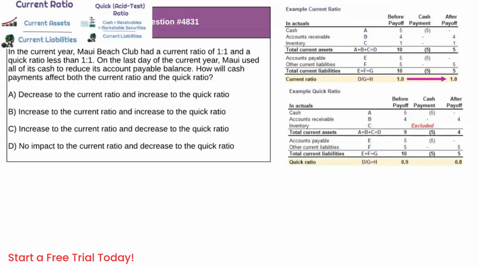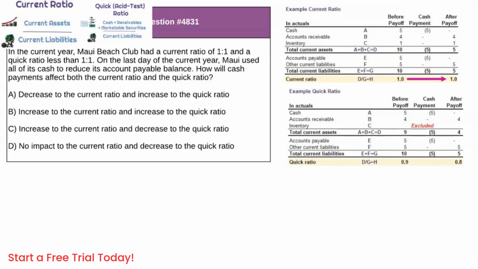All right, so now on the example quick ratio, right, it says it's less than 1. And as you can see using the same numbers, the only difference is that inventory is excluded. So we have total current assets of 9 and total current liabilities of 10. That gives us a quick ratio of 0.9. And yes, that's less than 1 as the question states.